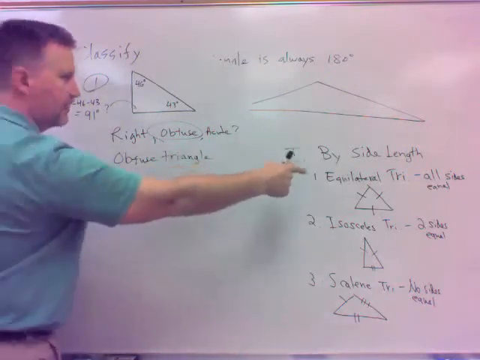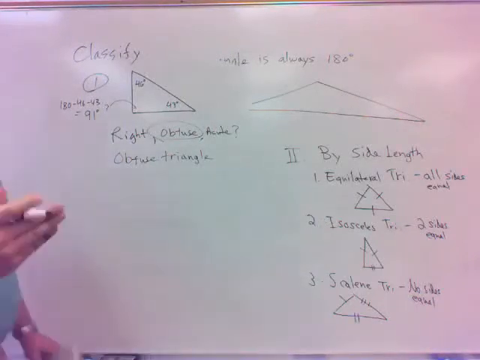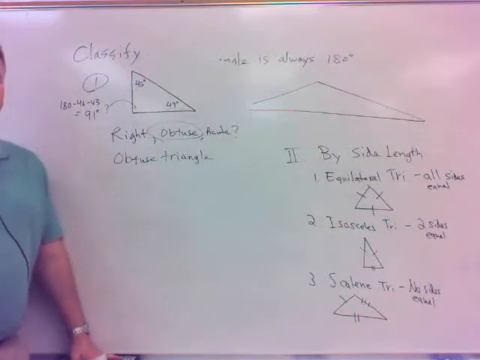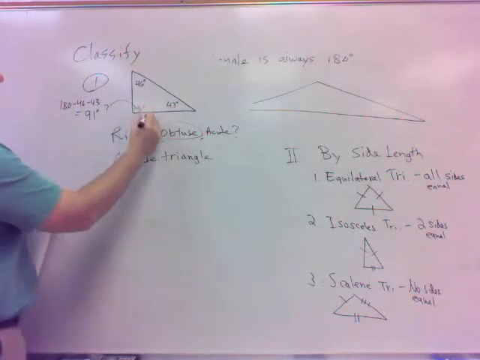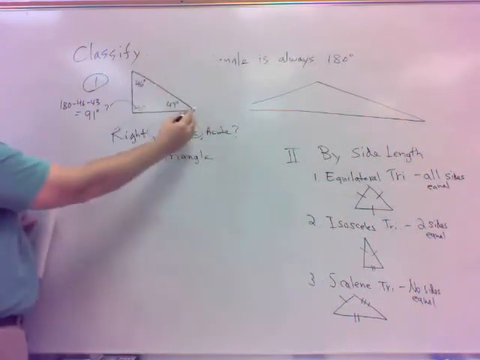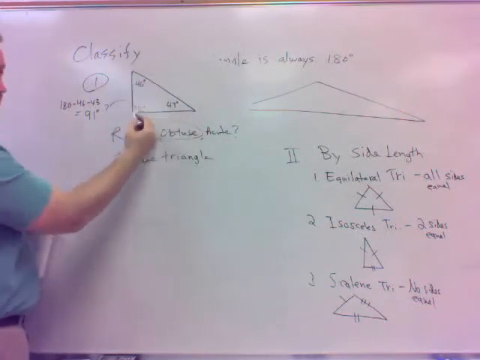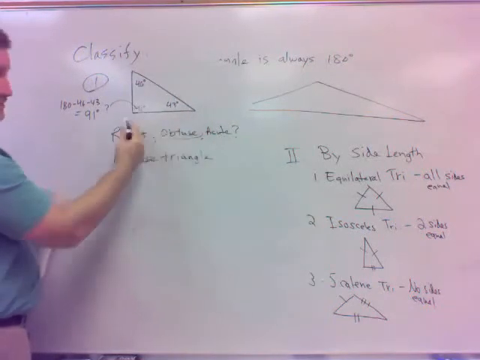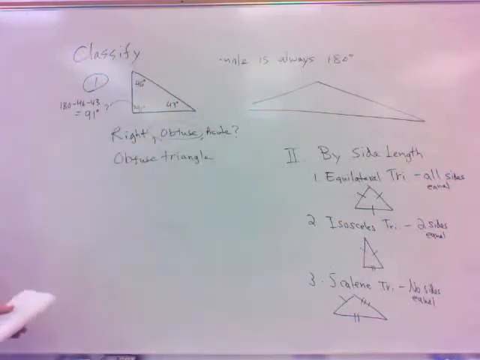By side length: is it equilateral, isosceles, or scalene? I don't have any of the side lengths given. However, the side lengths go in proportion to the angles. Here I've got 91 degrees, and this is the longest side because it's directly opposite the 91. This would be the shortest side, and this is the medium side. The side lengths are proportional.